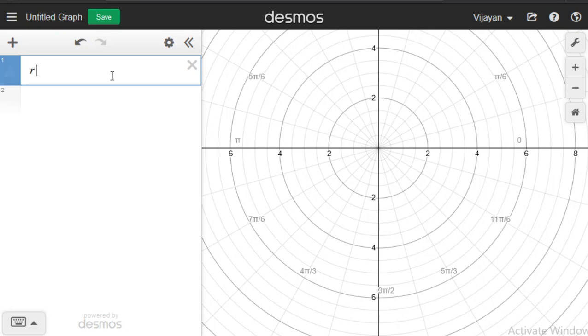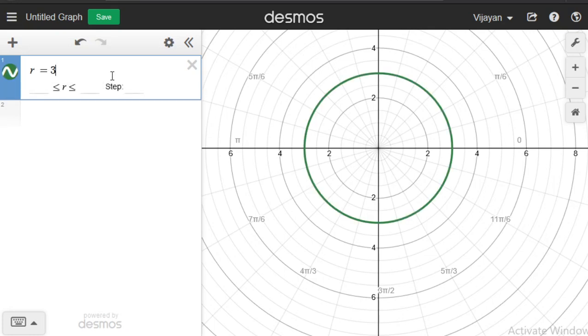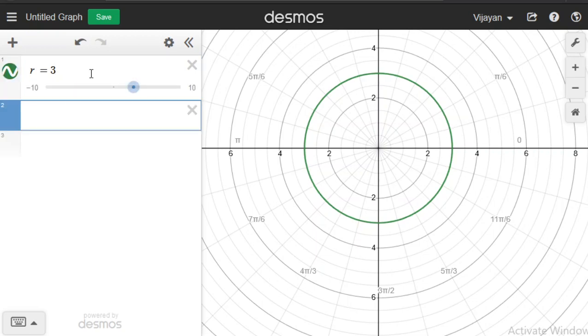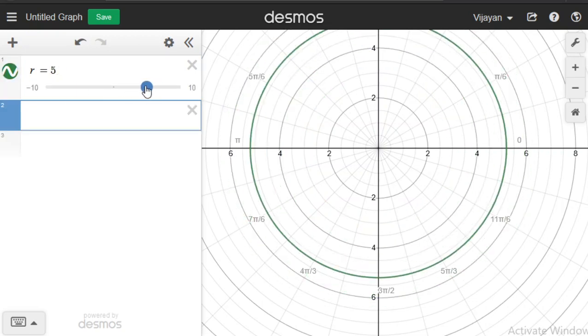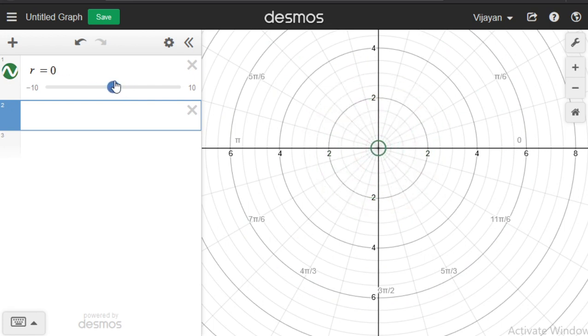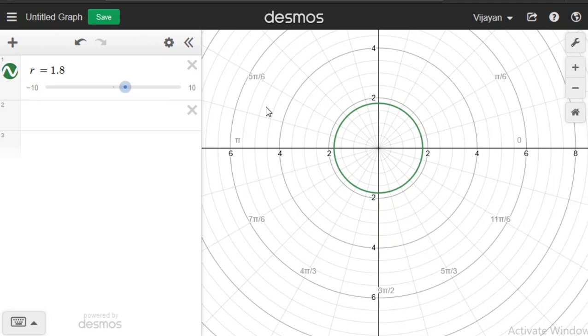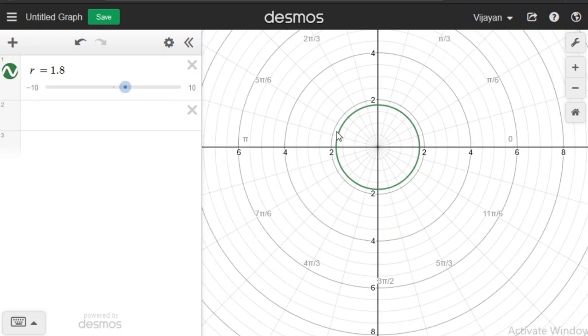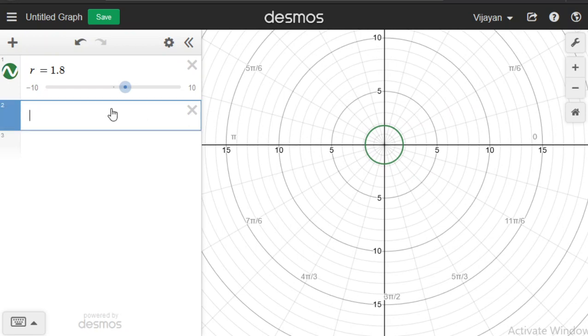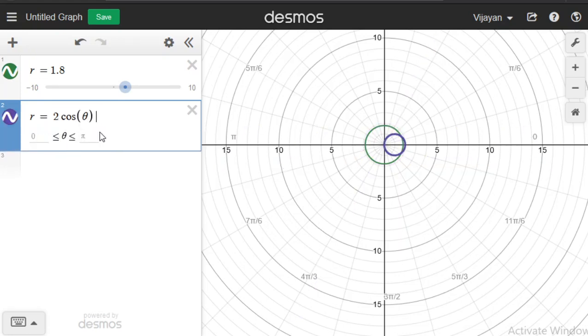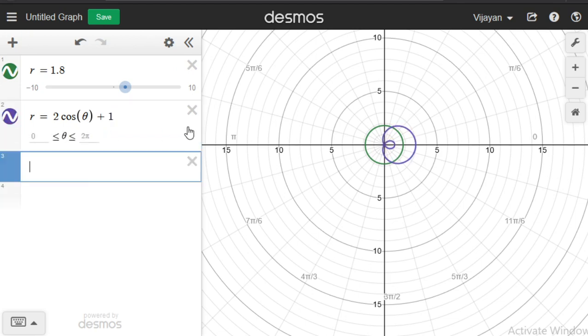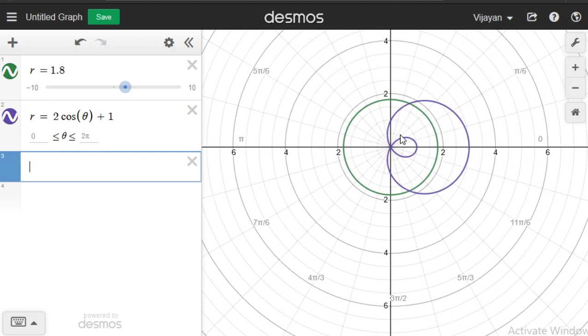Suppose I put r equal to 3, and the value of r will be from the slider. So if I press enter, as this is increasing, the radius of the circle will increase, and as this is decreasing, the radius of the circle is decreasing. So this r equal to a constant is a circle. Now suppose I write r is equal to 2 cos theta plus 1. So this gives me this kind of shape from 0 to 2 pi. You see, this is this kind of shape.